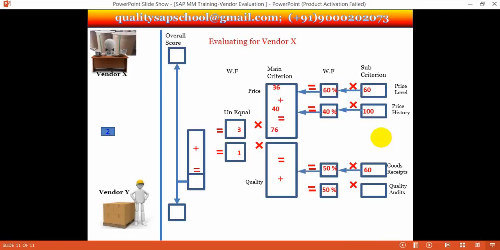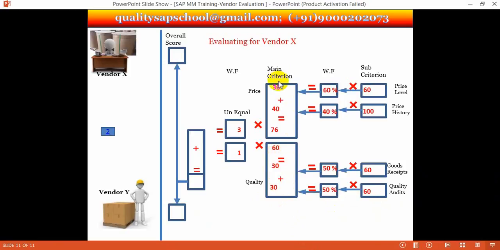and similarly for quality we calculate. I have given goods receipt 60 points; calculating with 50%, half of 60 is 30, and quality audit also got 60 points, so another 30 points has come. Total together is 60.